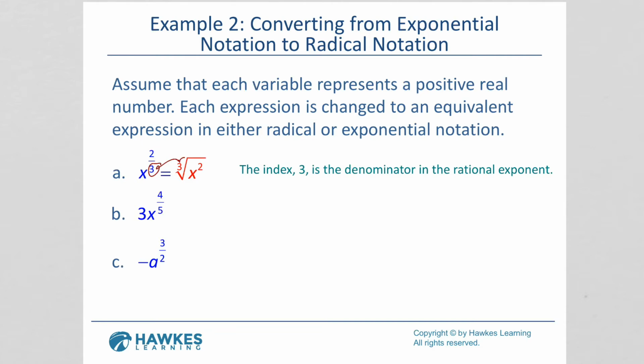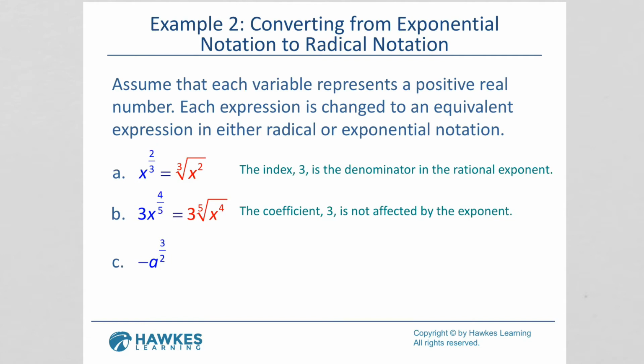2b, 3x to the 4/5. Notice that 4/5 is only on the x. This is equal to 3 times the 5th root of x to the 4th. That coefficient 3 is not affected by the exponent.